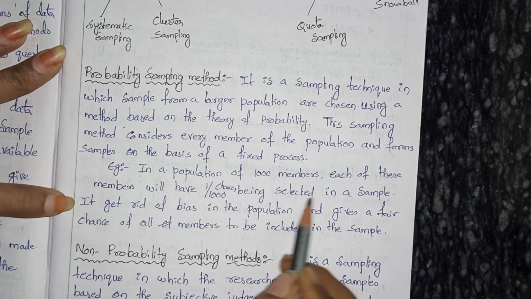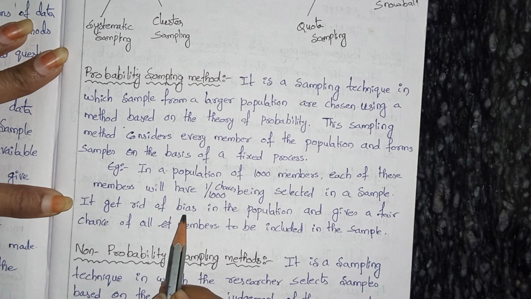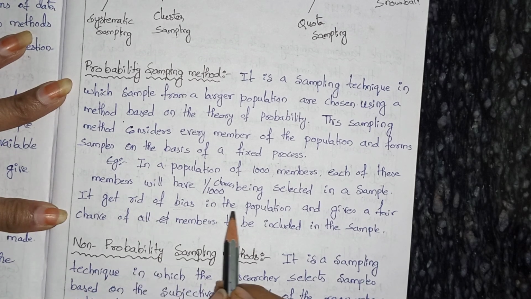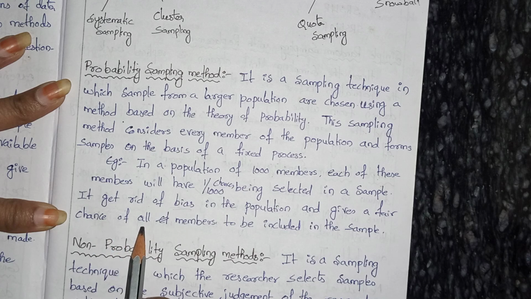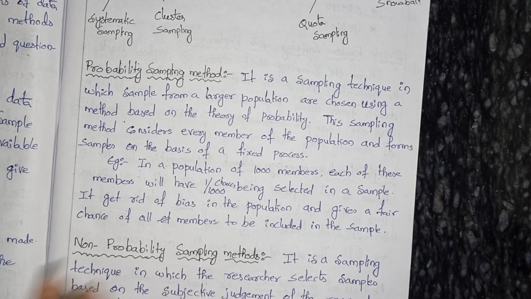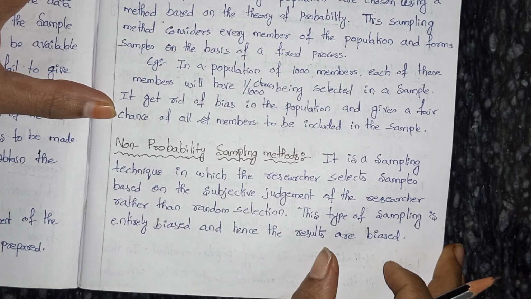Being selected in a sample, it gets rid of bias in the population. Bias means favoritism. Everyone will have equal chances in the population, and it gives a fair chance to all members to be included in the sample. There won't be any favoritism or unfairness; there will be a fair selection of the sample. So this is about probability sampling. Now let us see what the non-probability sampling method is.